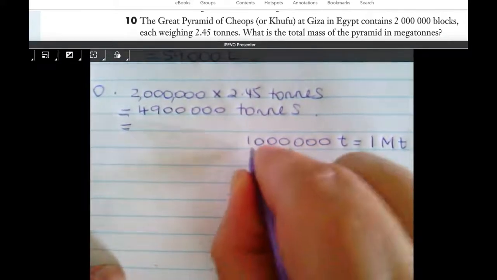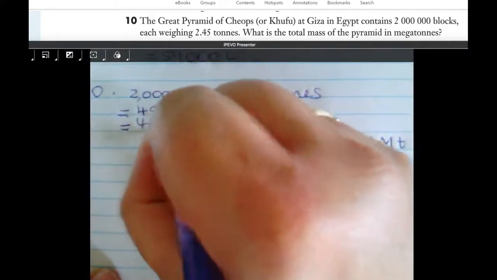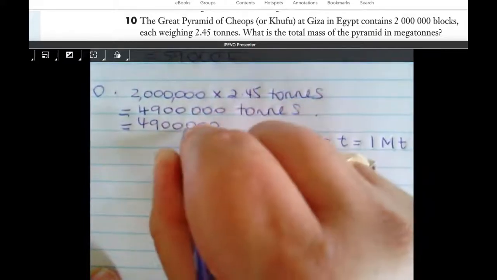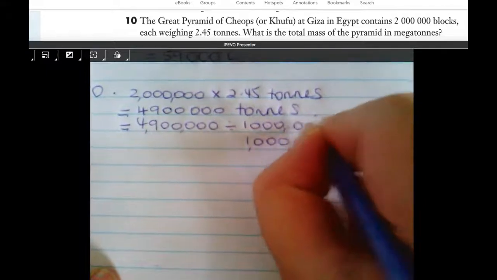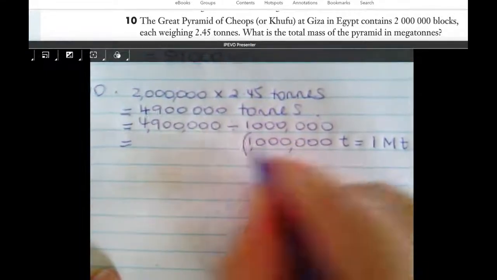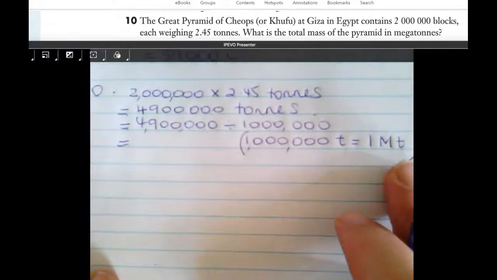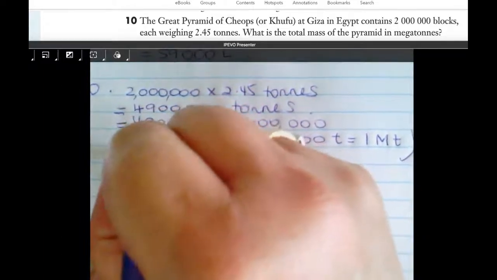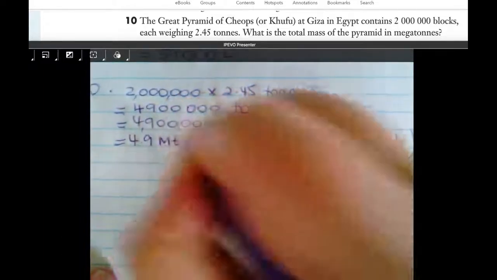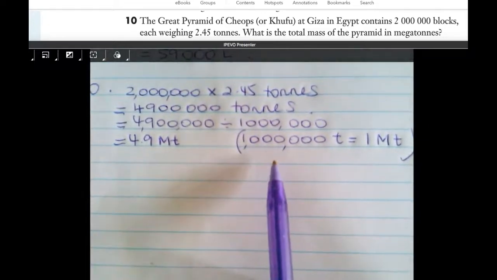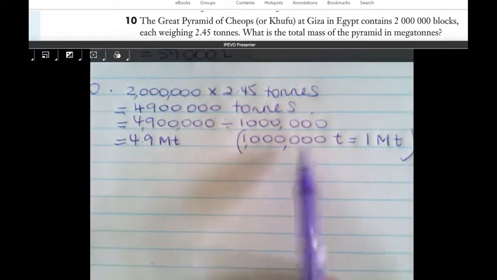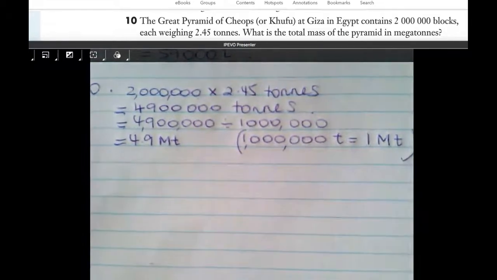So we're going to go, it's 4,900,000 divided by 1 million. And what do we get? Sorry, that's just my little notes. 4.9 megatons. Okay, so that's just my conversion. Mega means 1 million. So you just replace the mega with 1 million. 1 megaton is 1 million tons. Okay? And that was question 10.